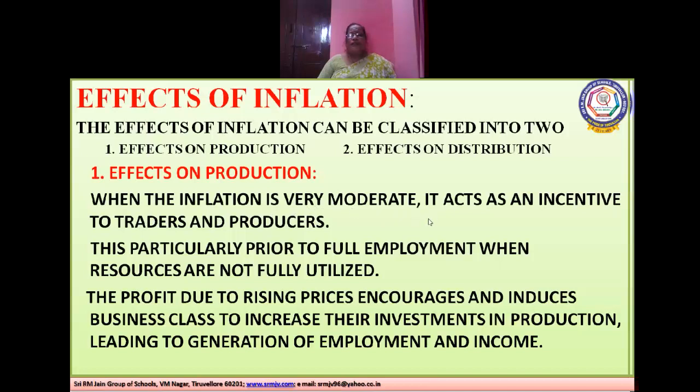When inflation is very moderate, it acts as an incentive to traders and the producers. Traders are nothing but business people. Producers are nothing but manufacturers. This is particularly so prior to full employment, when resources are not fully utilized. The profit due to rising prices induces the business class to increase their investments in production, leading to the generation of employment and income.